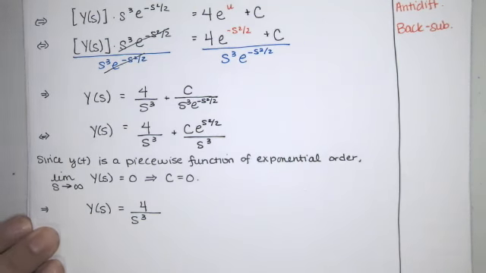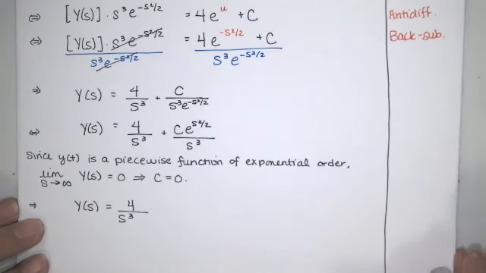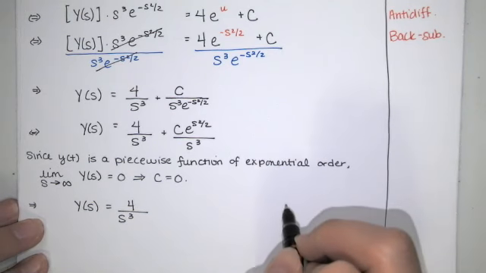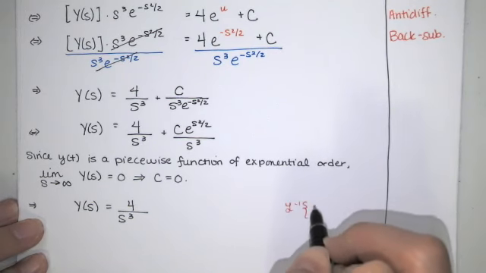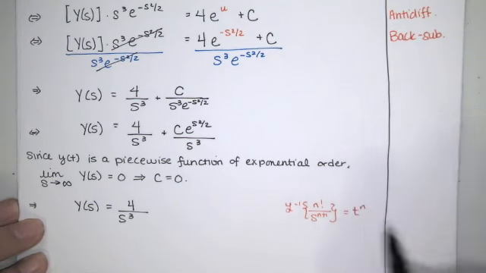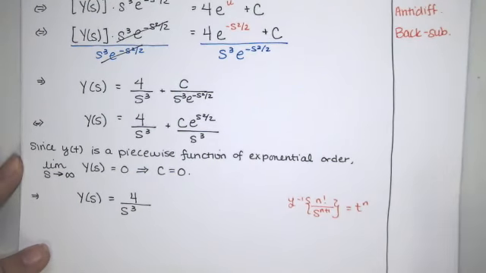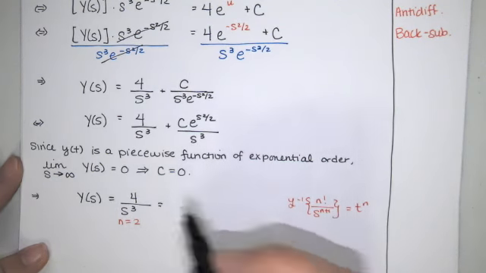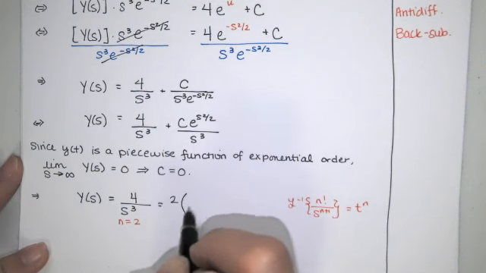And that looks a bit like this rule from our table. For the inverse transform of n factorial over s to the n plus 1, I get t to the n. I can use that to compute the inverse transform of this, which would give me y of t. Well, in our case, n plus 1 is 3, so n is equal to 2. So that means I need a 2 factorial in the numerator. So 2 factorial is the same as 2. So I would write this as 2 times 2 factorial over s to the third.